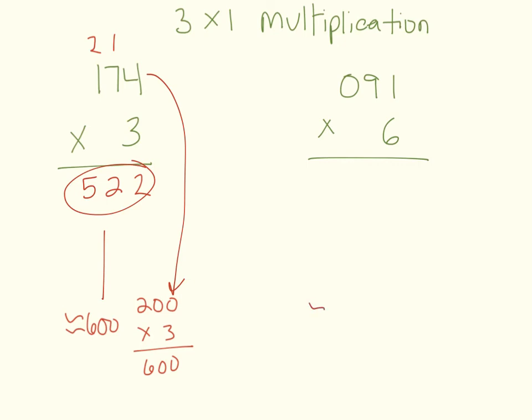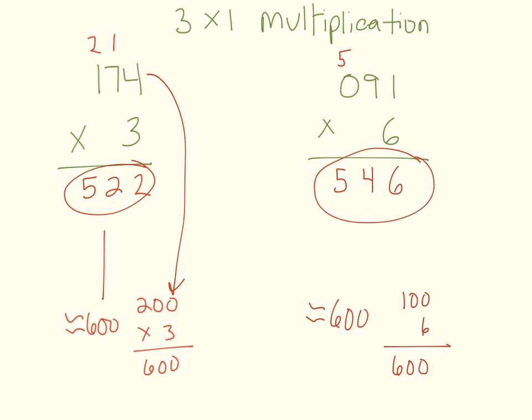My estimate for my last problem here is going to be 91 rounded. Let's round it to 100. And 6, we can just leave as 6. 100 times 6 is 600. And now I can go through and solve my problem. 6 times 1 is 6, and 6 times 9 is 54. I carry my 5, bring down the 4. And lastly, 6 times 0 is 0, plus the 5 up top is 5. 546, which is pretty close to my estimate.